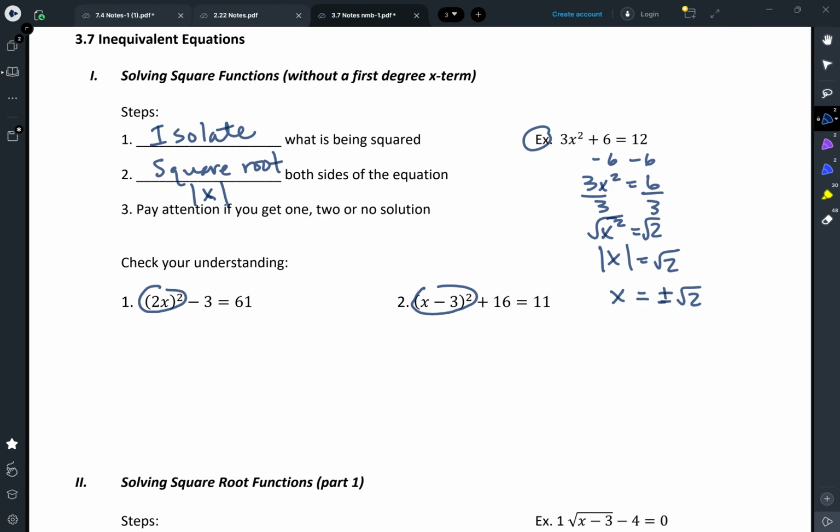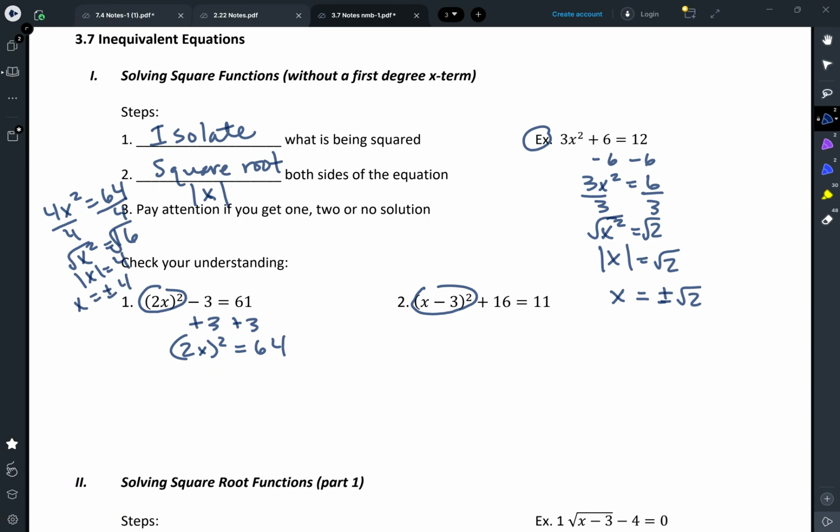So on number 1, I added 3 on both sides to get that 2x quantity squared by itself equals 64. And then I could do a couple different things. I could take 2x and think about how that whole quantity 2x squared is really 4x squared equals 64, and I could solve that way. Or I could just go ahead and take a square root. So if we wrote that it was 4x squared, we could divide both sides by 4. X squared is 16, square root, absolute value, x is plus or minus 4.